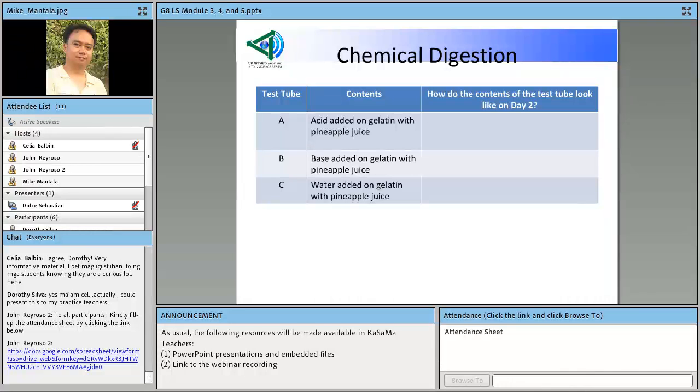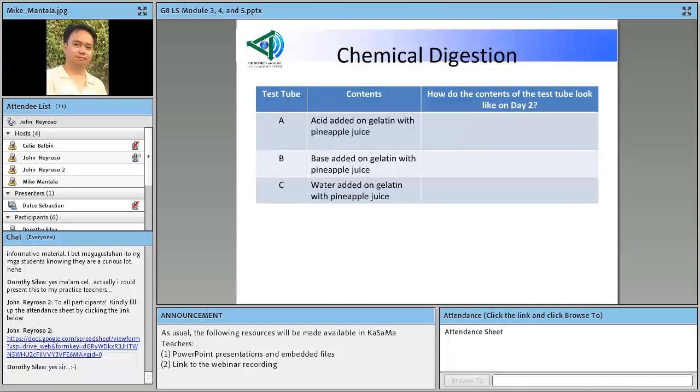Pero sa test tube B, hindi ganon ka-effective yung role ng enzymes sa breakdown ng gelatin. For test tube C, hindi rin masyadong effective ang pineapple juice sa gelatin. That's because, well, there's going to be degradation still, pero it's not as extensive as the degradation of gelatin in test tube A. That's because water here would actually dilute the pineapple juice and therefore would make it less effective.